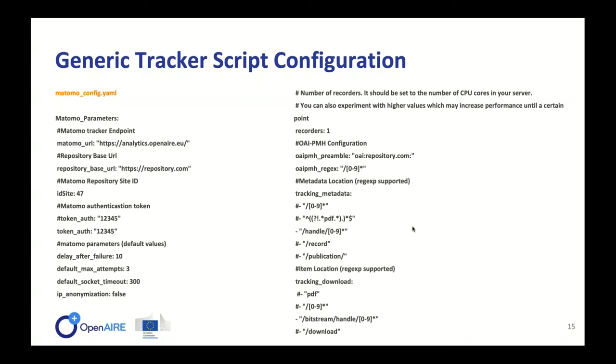This is the generic tracker script configuration file. Again, you have to specify the endpoint. You have to specify, of course, the repository site ID and the authentication token, some parameters for Matomo. And the important part is at the right side of the slide, where you can see that you have to specify the OAI-PMH preamble of your repository. And you have to specify the metadata location and the item location, in order to tell the script what kind of information it needs to parse.